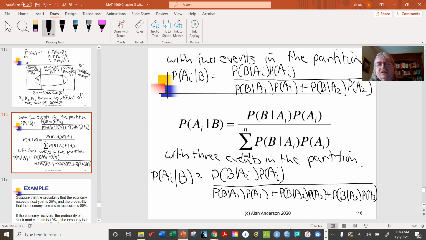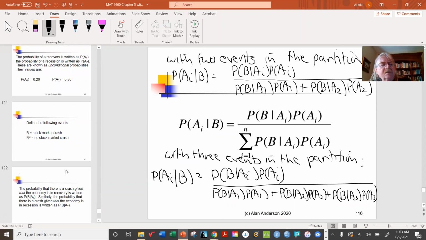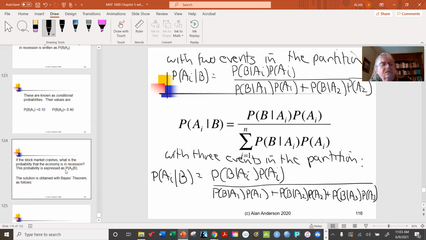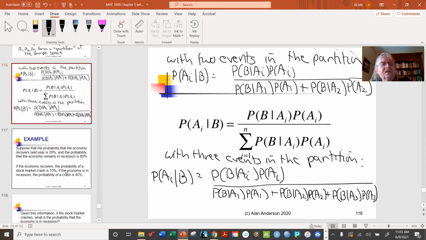All right. Well, are we ready? Well, let's see. Now this example, there's two examples here, I think. No, there's just the one. Let's do it.